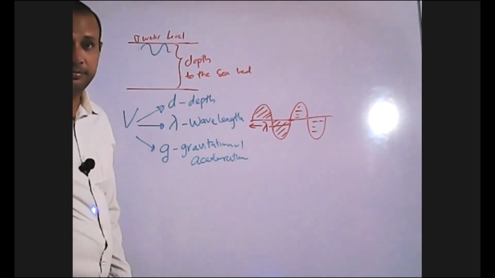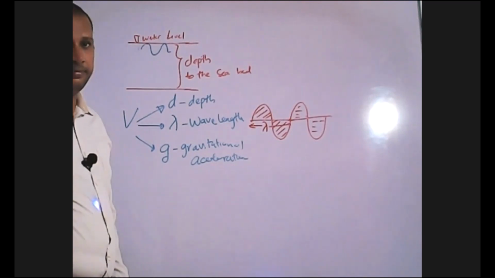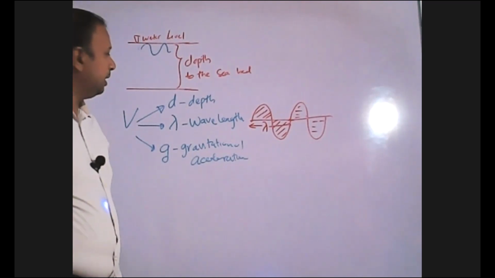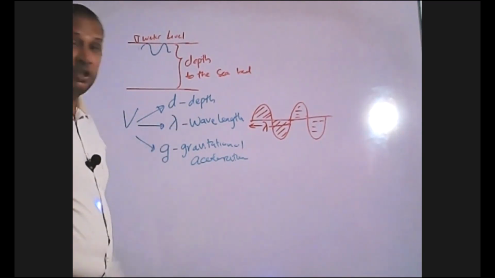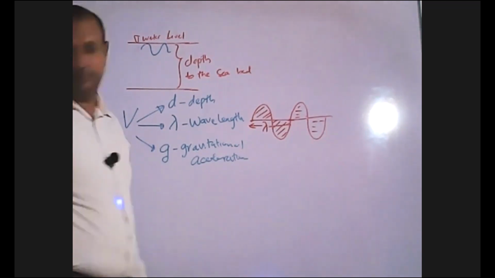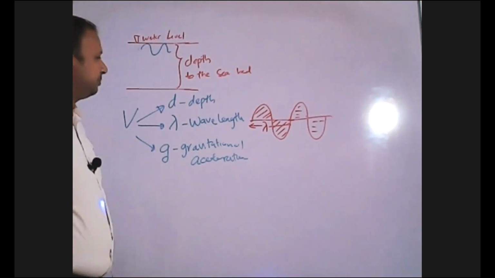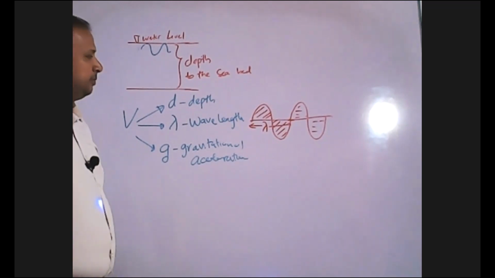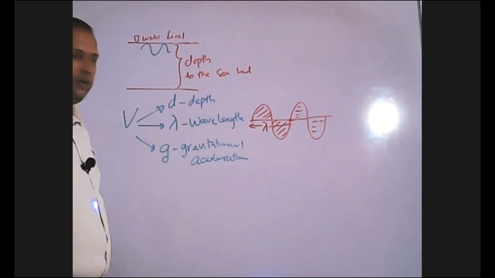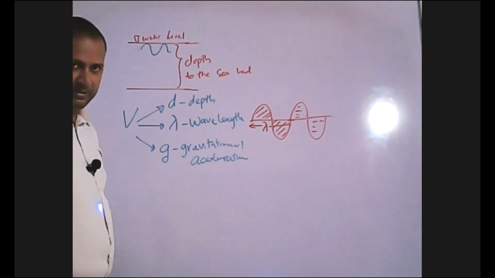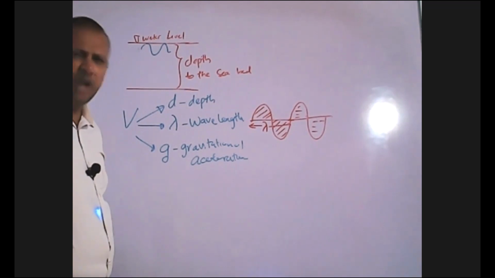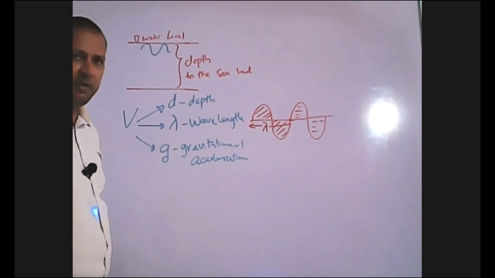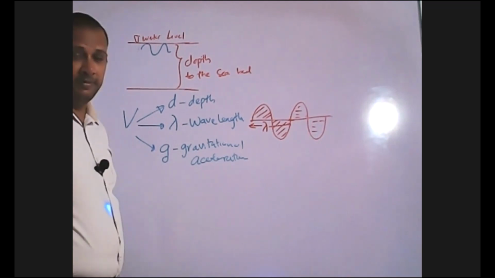Lambda is a length. So V depends on depth, wavelength, and gravitational acceleration. Definitely, you will find some problematic area in this question. Try to do this, and let me know what is the problem.